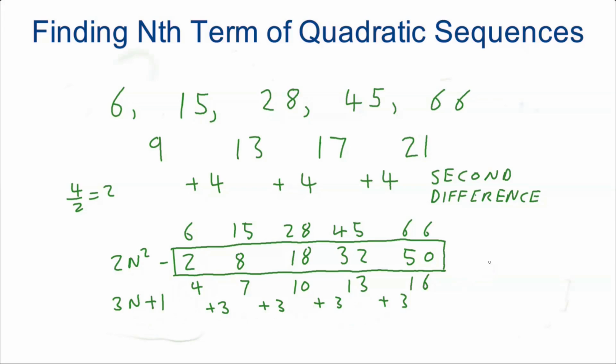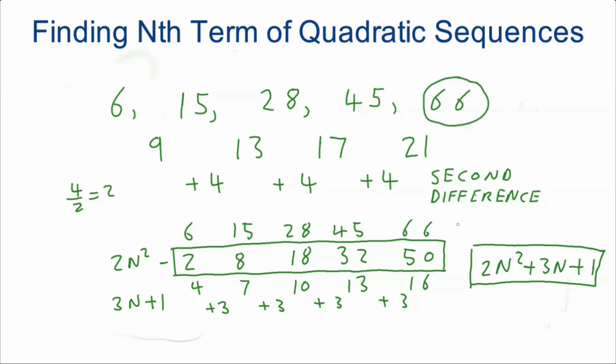So our whole thing is going to be 2n squared plus 3n plus 1. That is our answer. Let's check it for the fifth term to see if it works. Right, we put 5 in. 5 5s are 25, times 2 is 50, so this part's 50. 3 times 5 is 15. 50 plus 15 is 65, plus 1, 66. Yes, it works.